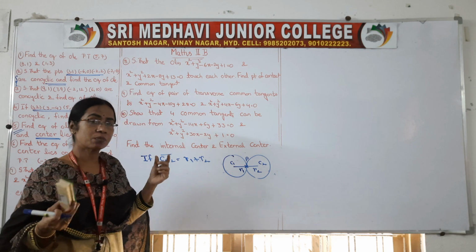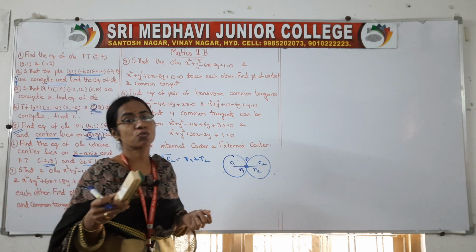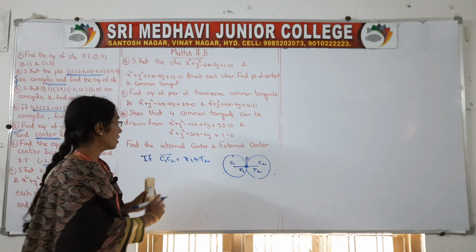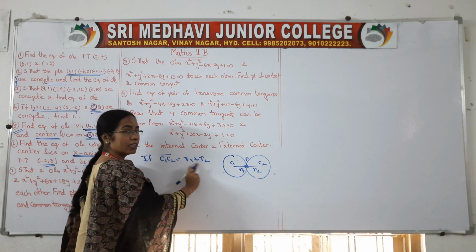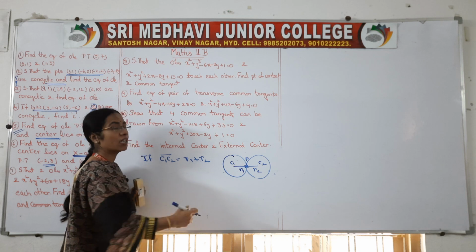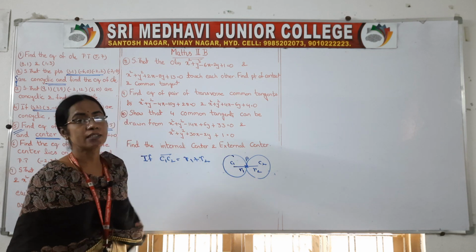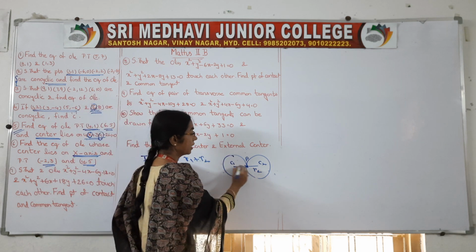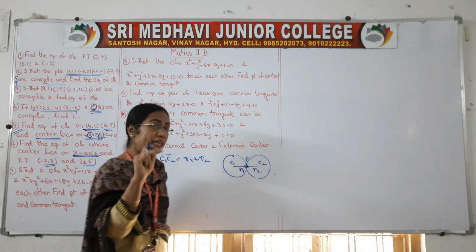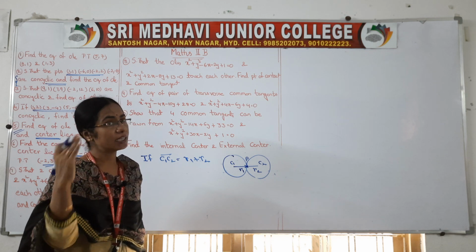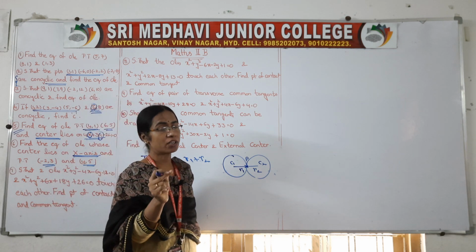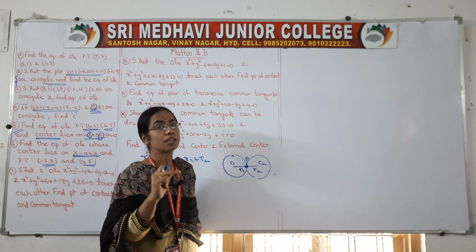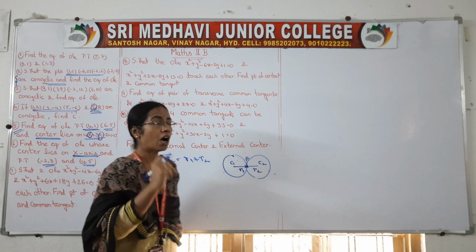How will we find the distance between two points? By the formula root of (x2 minus x1) whole square plus (y2 minus y1) whole square, right? So find it and add the radii. If both are equal, then we can say that the circles touch each other externally. Then the point P, the point of contact, divides C1C2 internally in the ratio R1 is to R2.